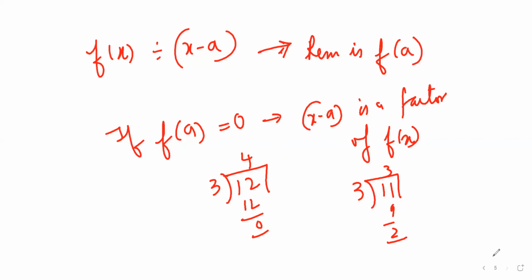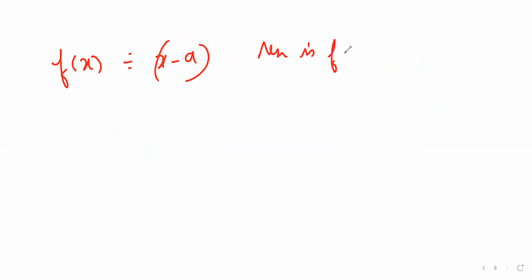So when we are asked, let's say for a 1 mark MCQ, when you're not expected to do long division, then you can directly use the remainder theorem. It is simple. If f of x is divided by x minus a, the remainder is f of a. And the factor theorem is, if f of a is 0, the remainder is 0, and hence x minus a, the divisor, becomes a factor.